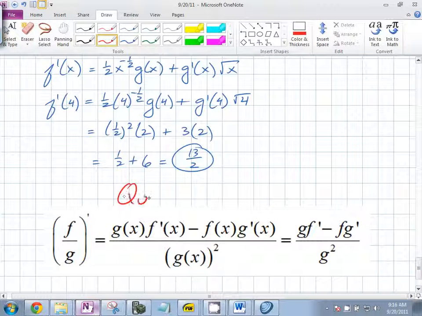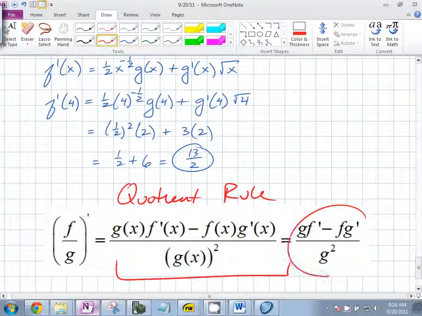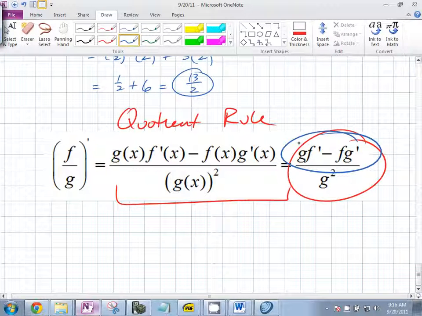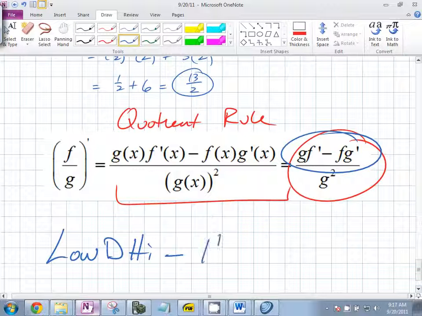It's really easy to remember. You're not memorizing this, you're just remembering this. F over G, first of all, for this definition, okay? And all you really need to remember is the numerator. You see it written in the book as GF prime minus FG prime. I remember it as F prime G minus G prime F. Low D high minus high D low.